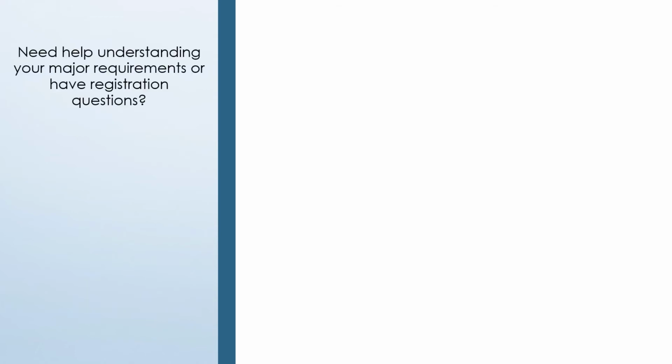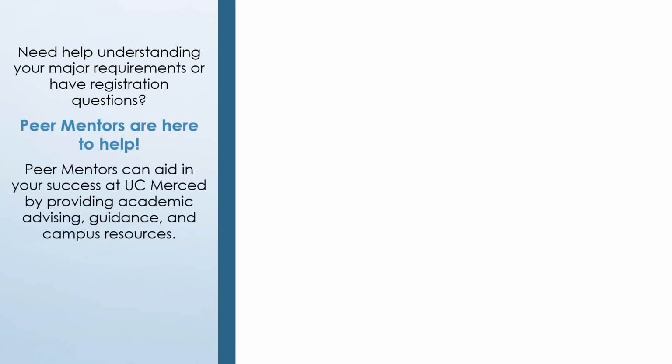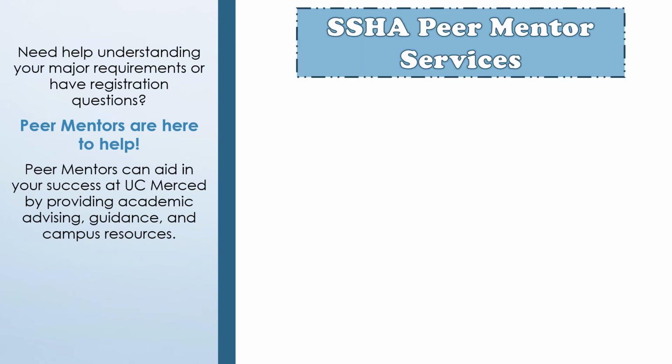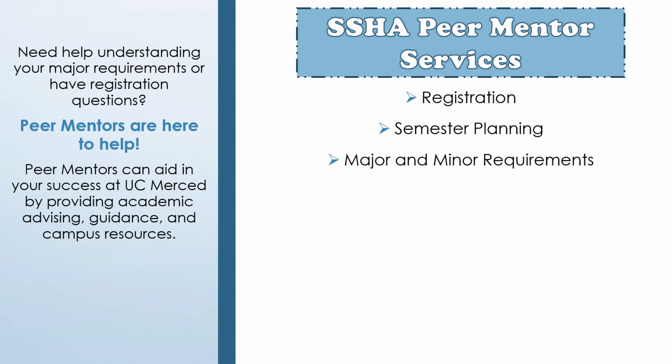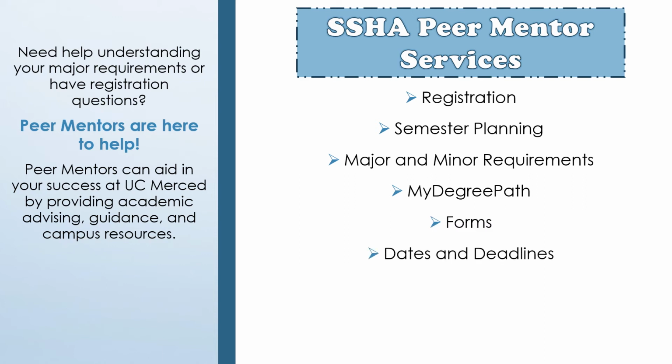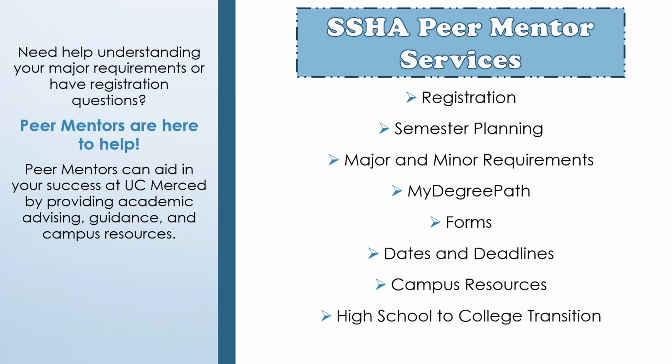Now that we have reviewed all of the learning styles and tips, let's talk about what a peer mentor can do. Peer mentors are here to help. They're here to aid in your success at UC Merced by providing guidance and campus resources. They can help with answering registration questions, semester planning, understanding major and minor requirements, reading your My Degree path, filling out forms, knowing important dates and deadlines, finding campus resources, assisting with the transition from high school to college, and stress and time management techniques.